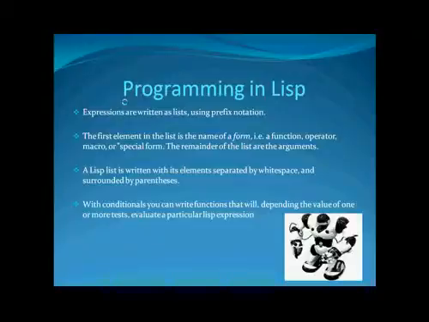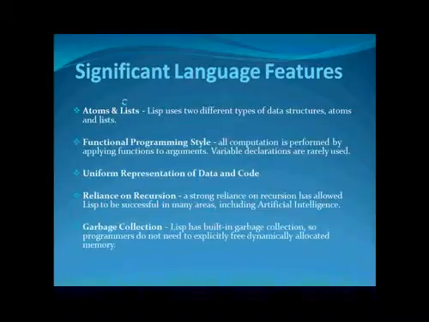Let's see what the significant language features are. Atoms and lists. Lisp uses two different types of data structures, atoms and lists. Atoms are similar to identifiers, but can also be numeric constants. Lists can be lists of atoms, lists, or a combination of the two.